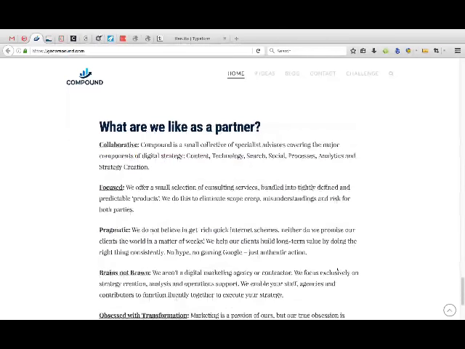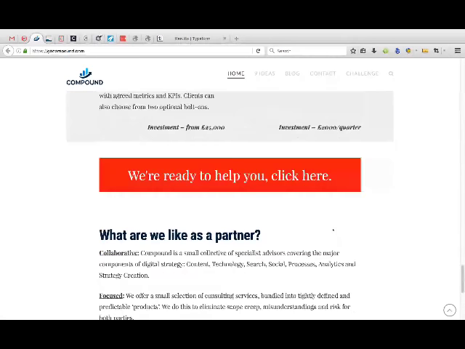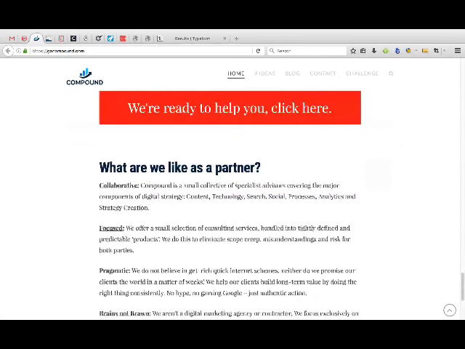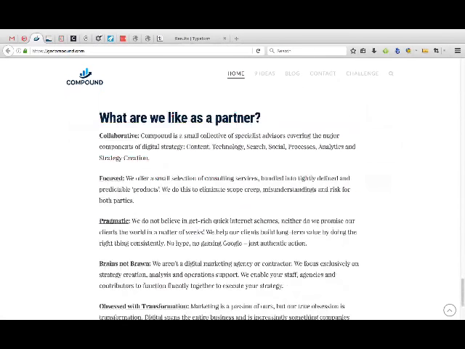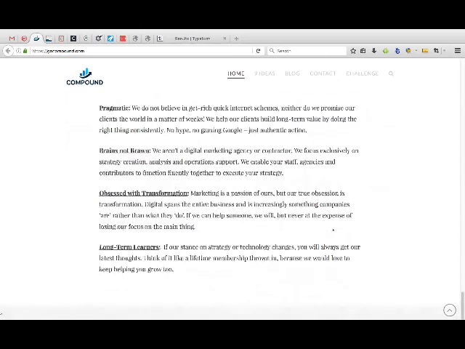So the page has the pricing grid for services. Then we have a section called What Are We Like as a Partner, which dumps out values. And there is no more call to action information at the bottom. That's it, period. Which is not good. You should have one. That's exactly what I was going to say.